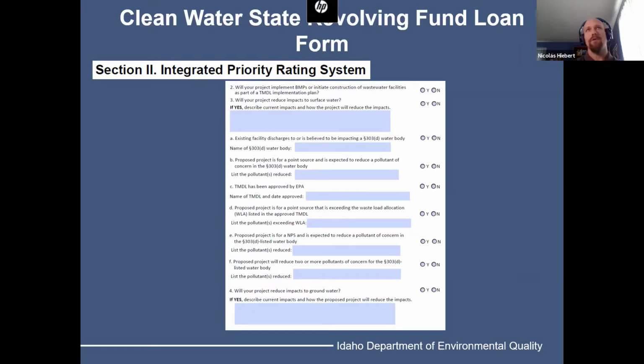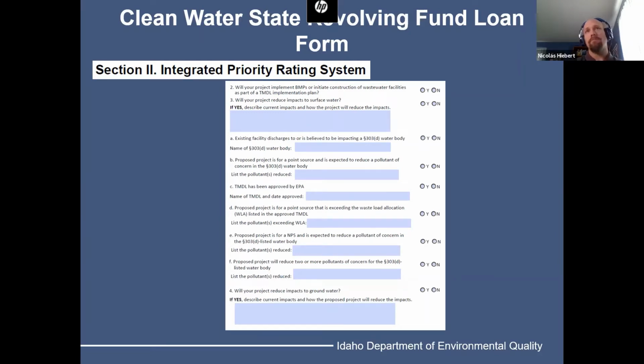Moving down to question number 3, will your project reduce impacts to surface water? Almost always. I mean, that's kind of a give me question, right? Almost always the answer is going to be yes. Most projects are going to reduce impacts to surface water in some manner. And as we continue down these questions, 3A, 3B, 3C, 3D, 3E, and 3F, these are mostly revolving around this 303D status, the surface water body status. And those are all questions that you should be able to get off that website.